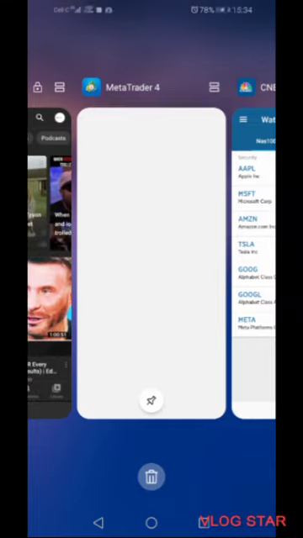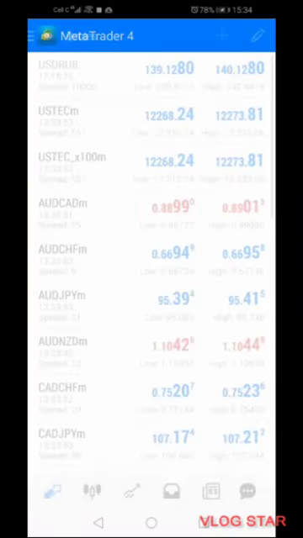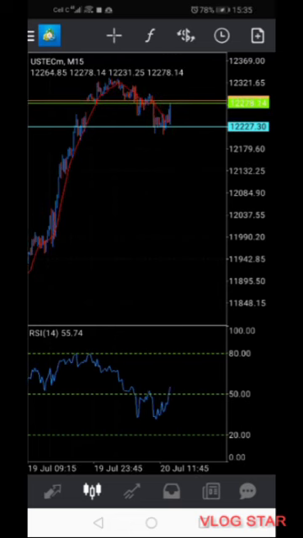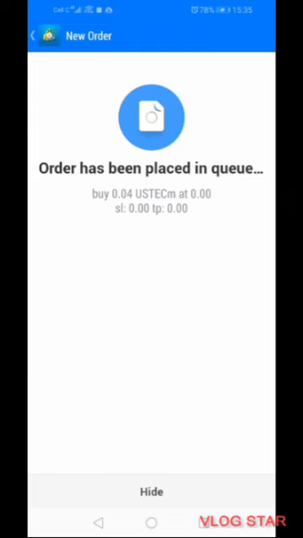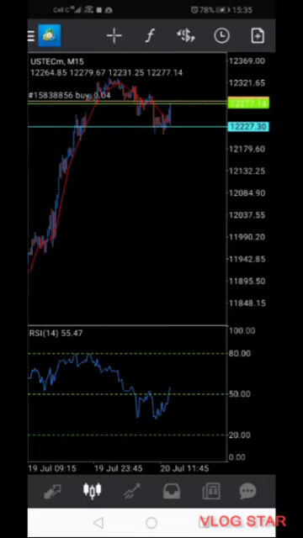Look how quickly it changed. It's all about timing. I'm sure the chart has long changed. Look at that. Now I'm going to enter. Let's go. Buy. There we go, guys. There we go.